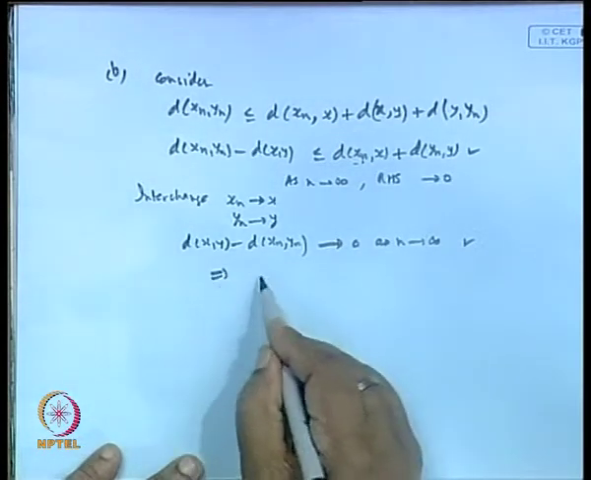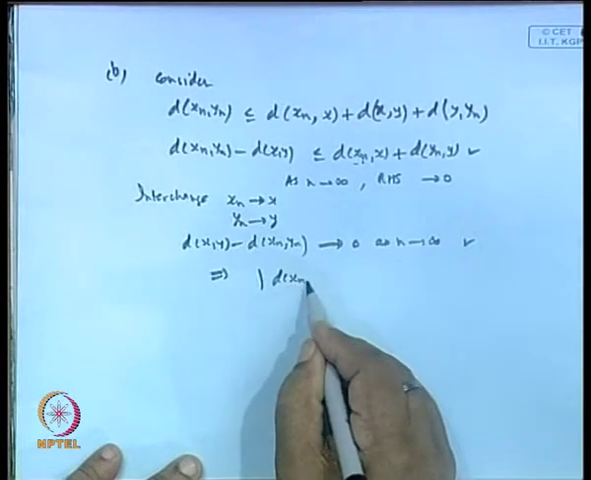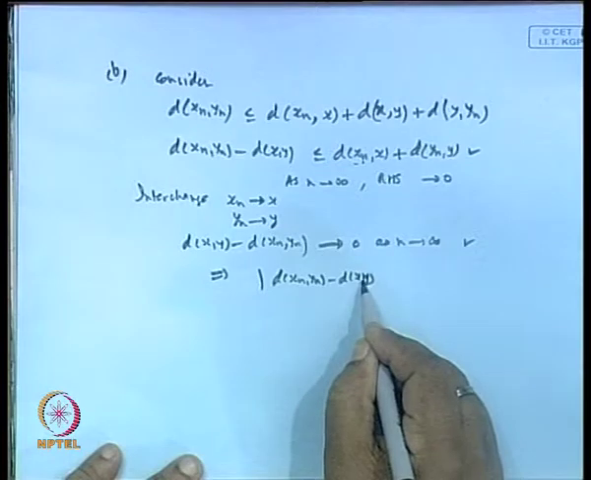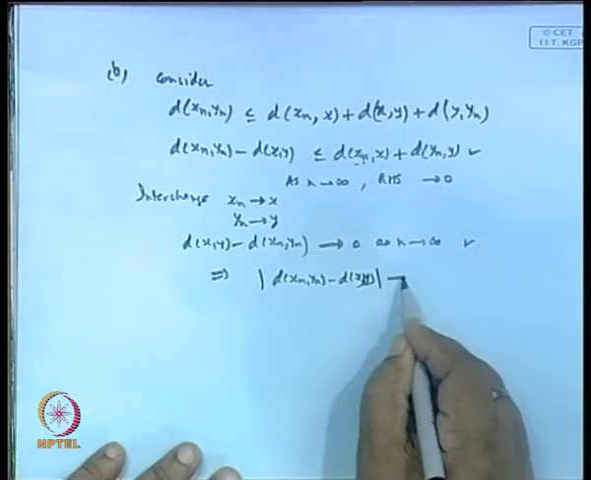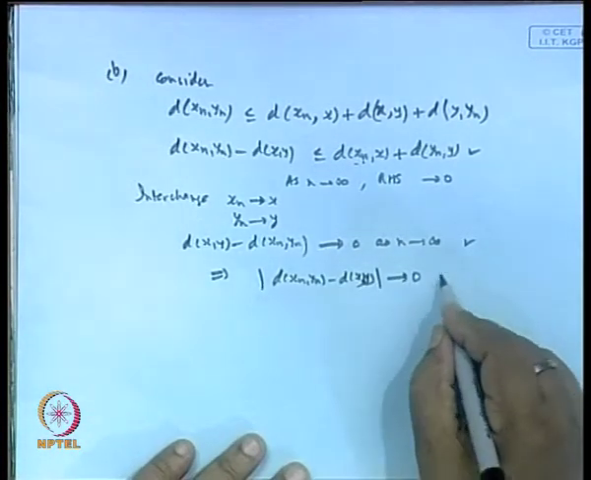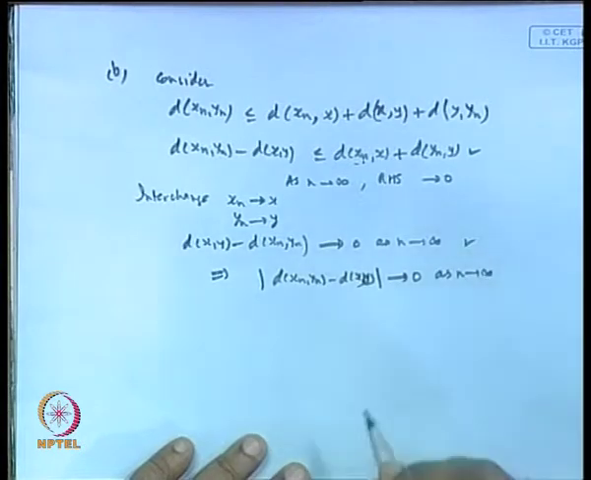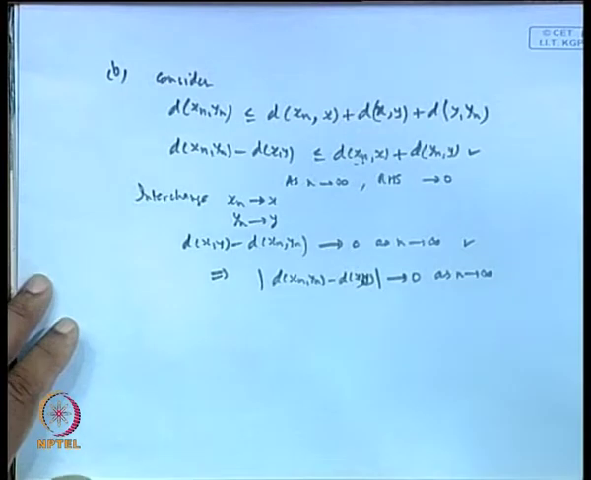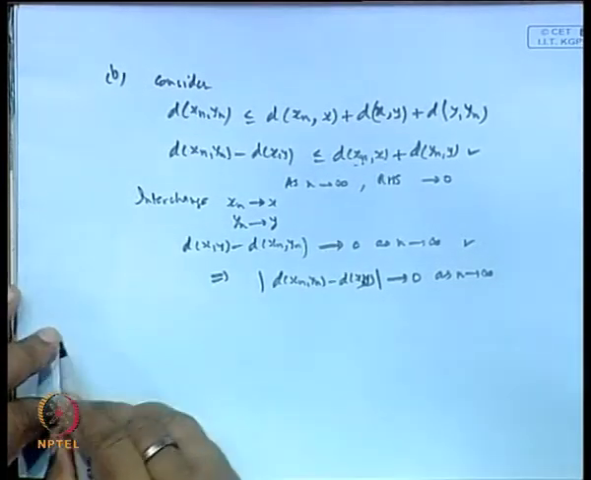So, what we get from here is d of x n y n minus d of x y tends to 0, while in this case d of x y minus d of x n y n goes to 0. This implies the modulus of d of x n y n minus d of x y goes to 0 as n tends to infinity. And that is what we wanted to prove. Clear?